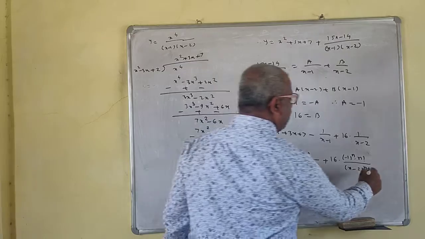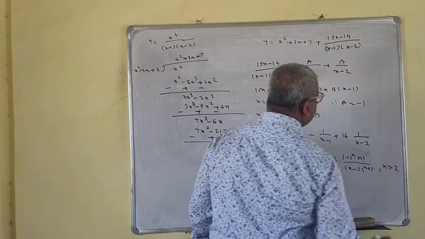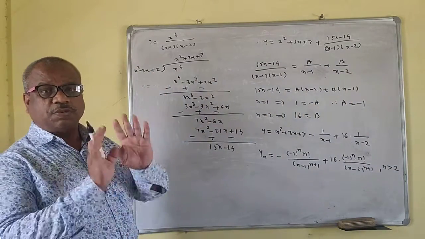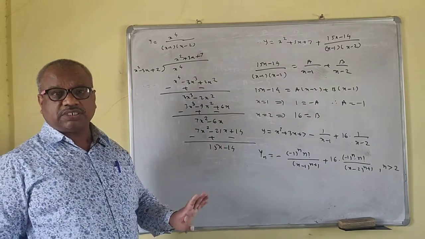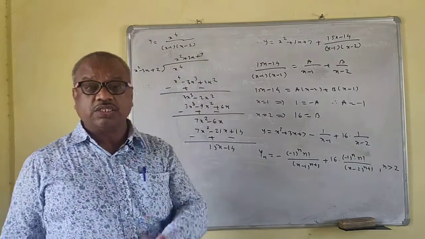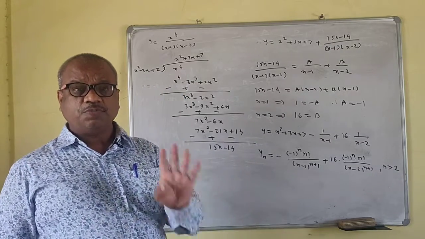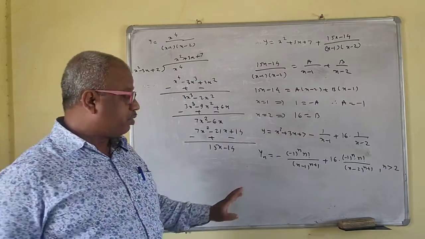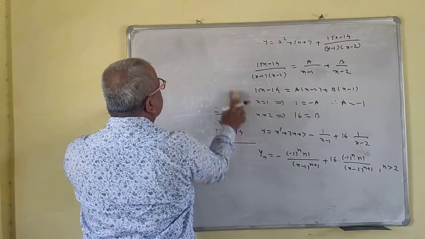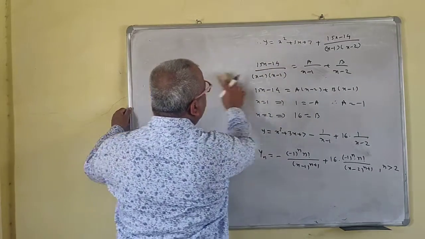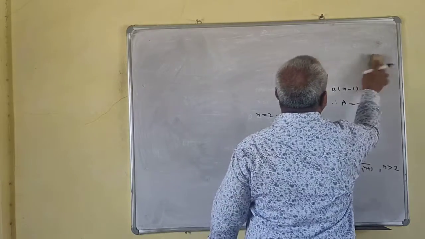So here you have to write n is greater than 2. Now note that n must be a natural number. Natural number means positive integer. So for successive differentiation, your n is the natural number, or positive integer.